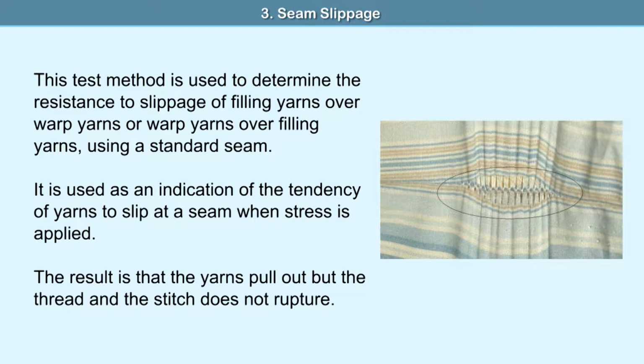Seam slippage is usually caused by poor fabric design, too loose of a weave, or too narrow of a seam margin. Not using enough stitches per inch and a poor stitch balance can also contribute to seam slippage.